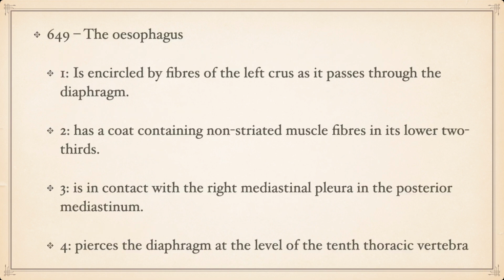Another type X question, this time about the esophagus. So the esophagus is encircled by fibres of the left crus as it passes through the diaphragm, has a coat containing non-striated muscle fibres in its lower 2/3, is in contact with the right mediastinal pleura in the posterior mediastinum, and pierces the diaphragm at the level of the 10th thoracic vertebra. I'll give you a chance to write your answers.